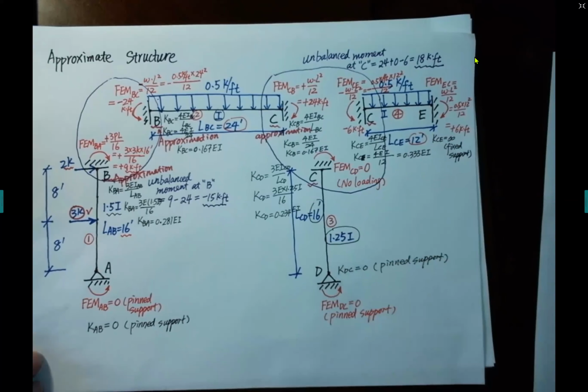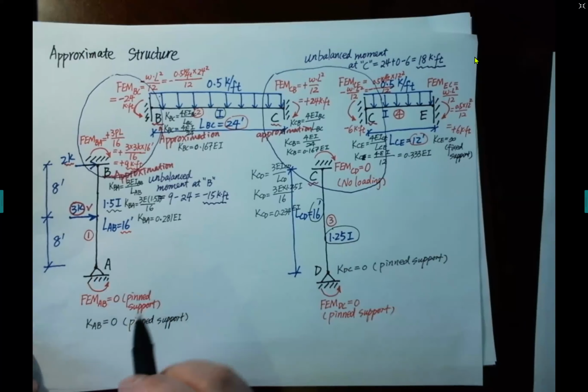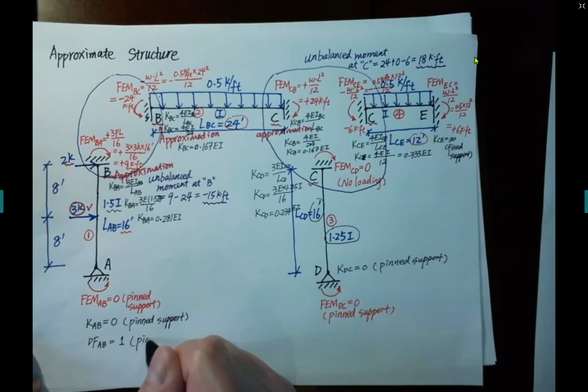Then we will calculate the distribution factor. Start with member one. In member one, A is a pinned support, so we know that the distribution factor at A equals 1. Any moment transferred to A will transfer back, so a pinned support cannot take any of the moment.